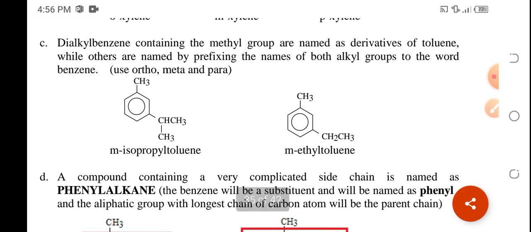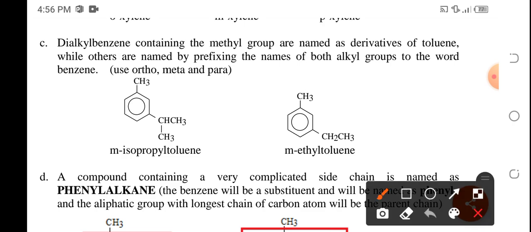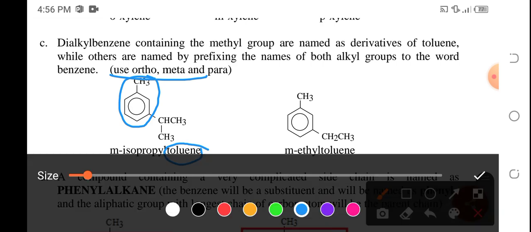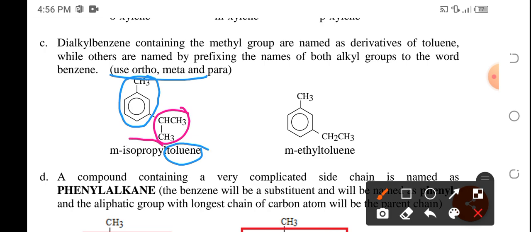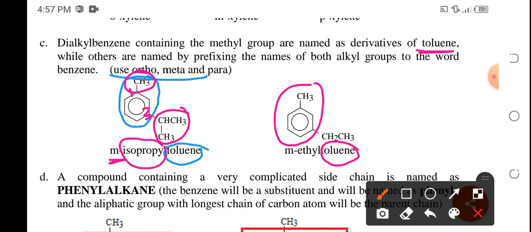Now, for dialkyl benzene with 2 substituents or 2 simple alkyl groups, they could use the ortho, meta, and para positions. This one is toluene, and the other alkyl group attached to it is isopropyl. They are on meta because they have 1,3 position. We give 1 to the methyl group because the parent chain is toluene. This one is toluene, and the other group not yet named is ethyl, and they are in meta position also.